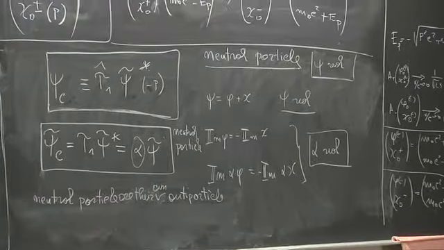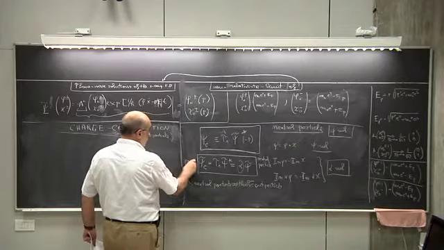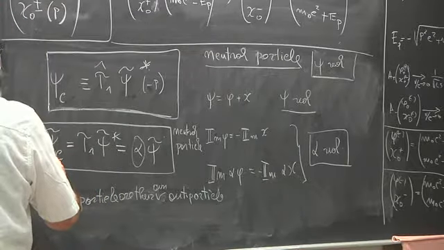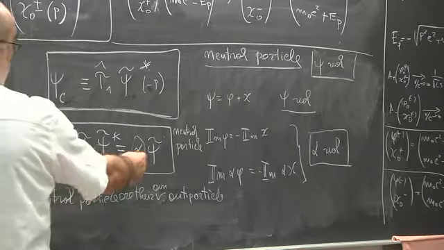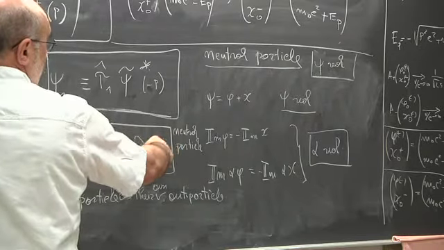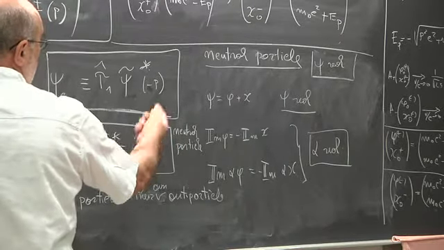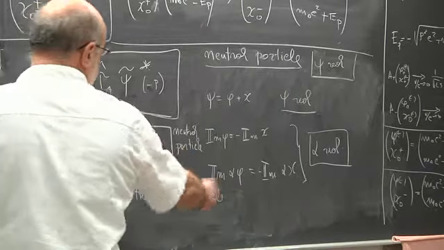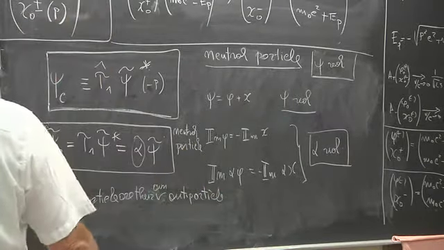So basically this is the hypothesis. Neutral particles are their own antiparticles. So when you do the charge conjugation, you will get the same wave function modulo a number eventually. And we prove that this number is real if the particle is neutral.